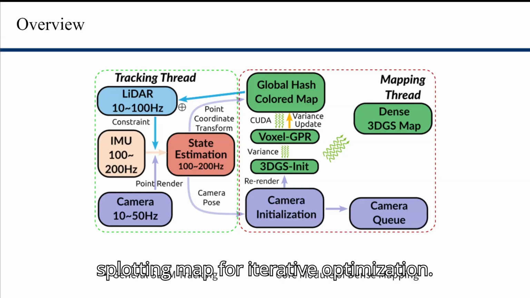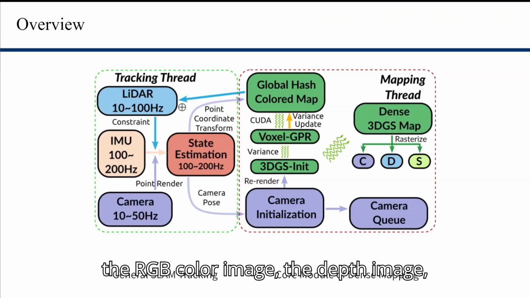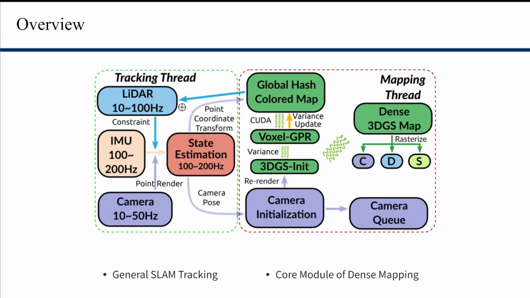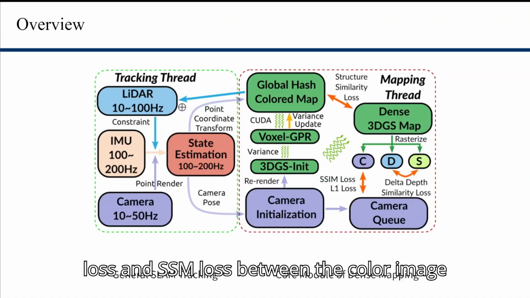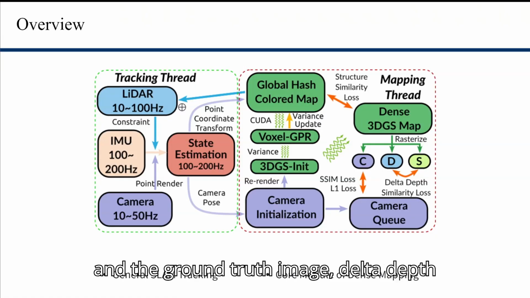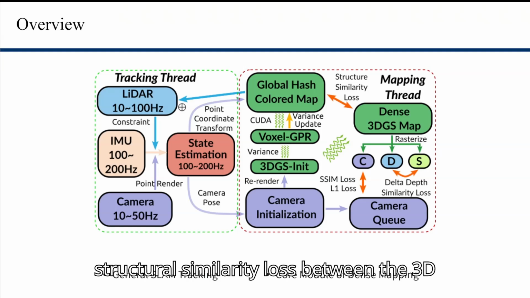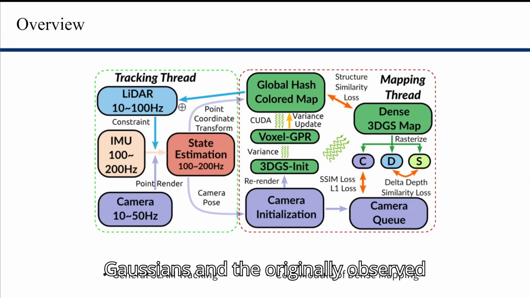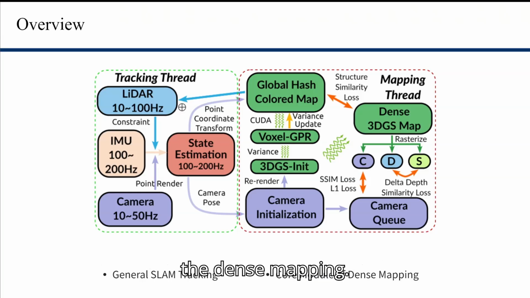iterative optimization. In the optimization thread, we rasterize the RGB color image, the depth image, and the silhouette image. In the loss function, we utilize L1 loss and SSIM loss between the color image and the ground truth image, delta depth loss between two adjacent frames, and structural similarity loss between the 3D Gaussians and the originally observed point cloud to supervise the training of the dense mapping.